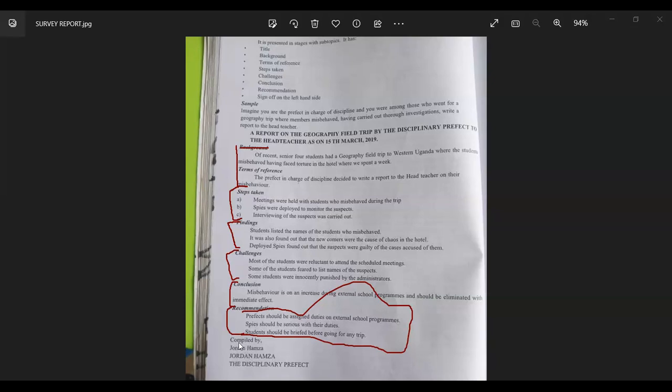Then, at the end, when we are signing off the report, unlike the letters where we sign off on the right because our address is on the right, in a report, we do not have an address. So what does that mean? We sign off on the left. So we say compiled by, you write your name in small letters as your signature, or you can actually just sign and then write your name in capital letters, and then your designation. Who are you? You are writing as the disciplinary prefect, so you write it there as well. So that is the second type of report, the survey report.